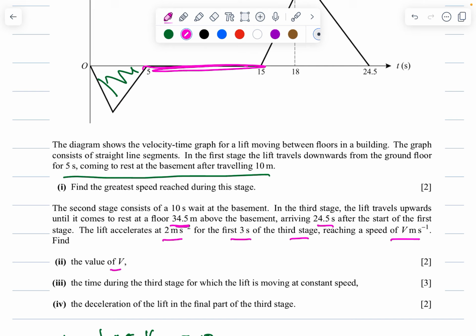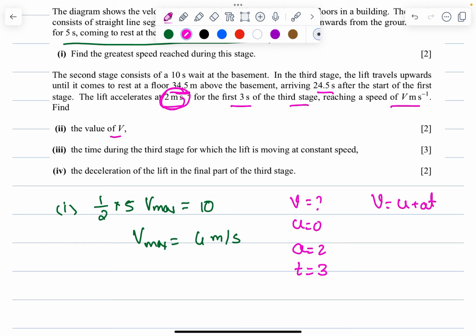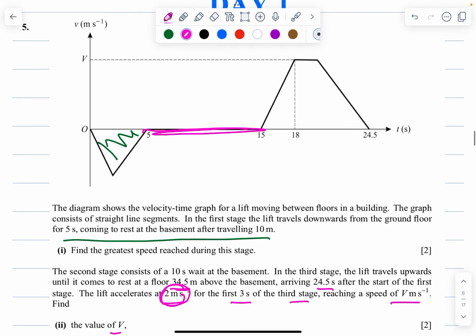So in the first 3 seconds, it is accelerating at 2 meters per second squared. So v equals question mark, u equals 0, acceleration equals 2, time equals 3. We know that v equals u plus at, which is 0 plus 2 times 3, which is 6 meters per second. So what is the value of v? v is 6 meters per second.